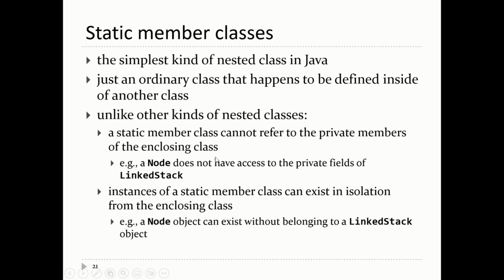Also, unlike an inner class, an instance of a static member class can exist in isolation of the enclosing class. This means I can have a Node object without a LinkedStack object. Now remember, with an inner class, that's not true. For the inner class, you couldn't have a range iterator without a range to iterate over, which is why it was an inner class. We need nodes to exist in isolation of a stack, and so we make this a static member class instead.